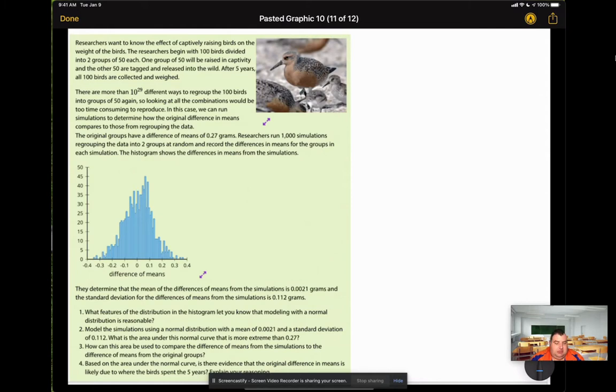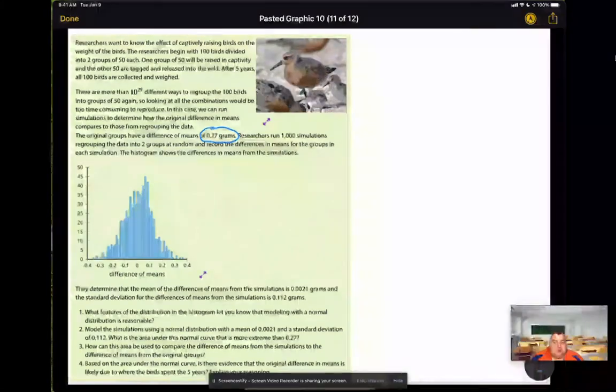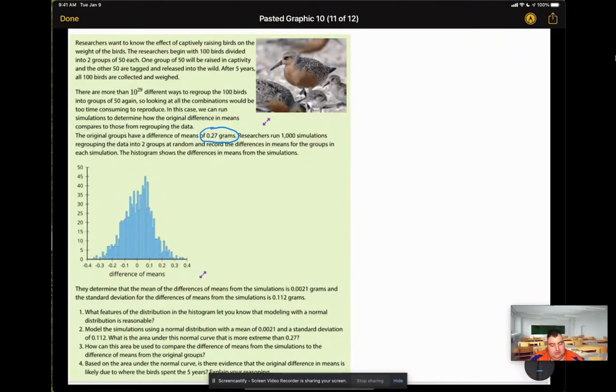In this case, we can run simulations to determine how the original difference in means compares to those from regrouping the data. The original groups have a difference of means of 0.27 grams. Researchers run 1,000 simulations, regrouping the data into two groups at random and recording the difference in means for the groups in each simulation. The histogram shows the differences in means from the simulations. They determine that the mean of the differences of means from the simulation is 0.0021, and the standard deviation for the differences of means in the simulation is 0.112.